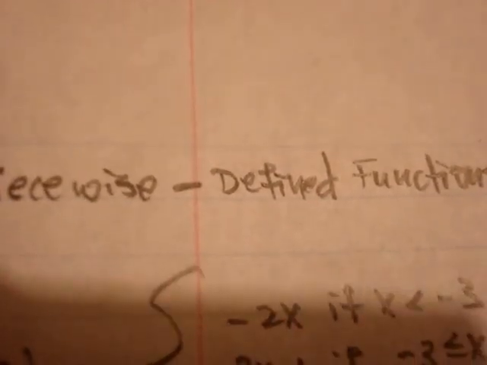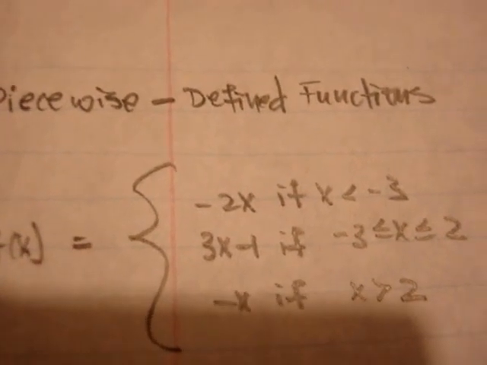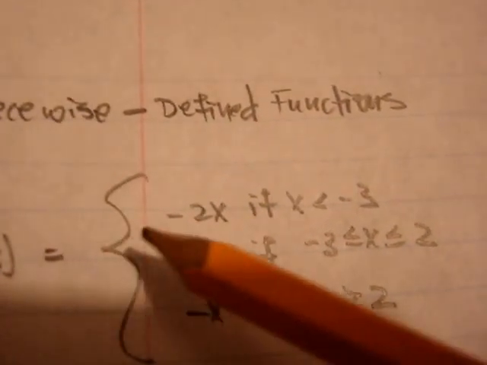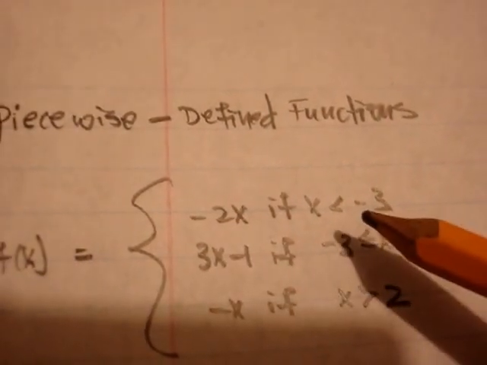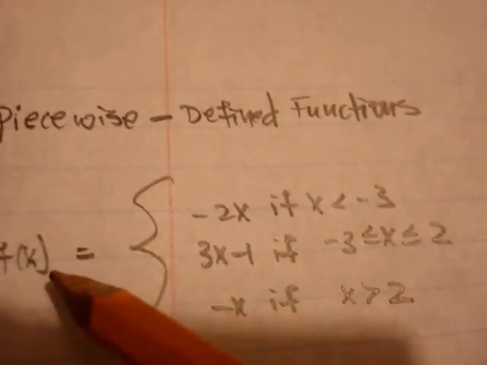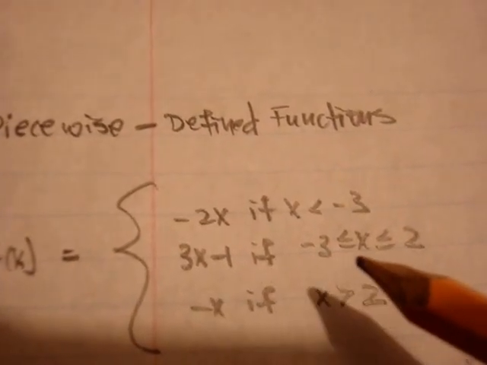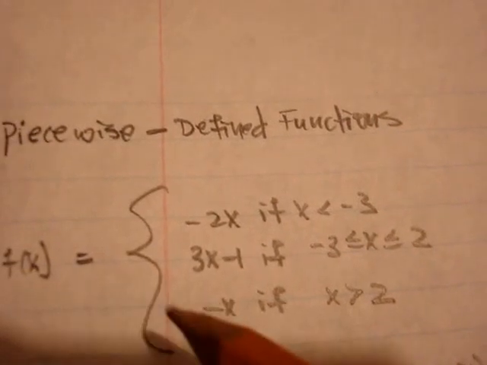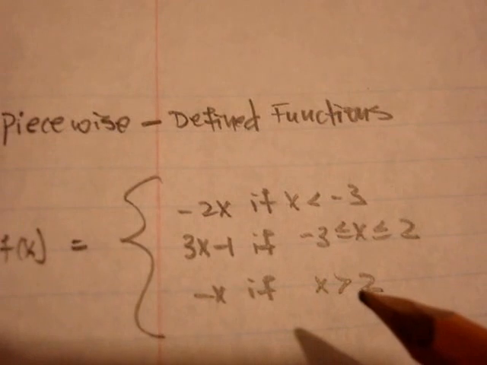Piecewise defined function. Here's a given piecewise defined function. We have f of x equals negative 2x with the restriction, and f of x equals 3x minus 1 with the restriction right here, and f of x equals negative x if and only if x is greater than 2.